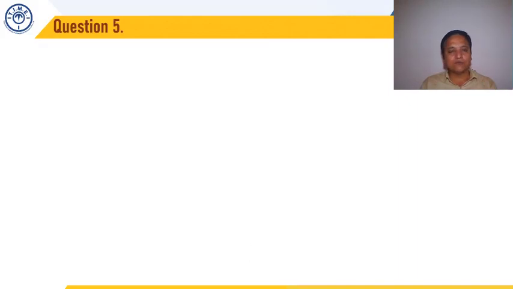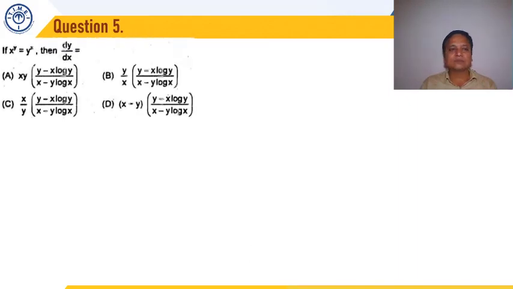Now moving to question 5 of the handout. It says x to the power y is equal to y to the power x. Now remember, whenever an expression is given in the form function to the power function, the logarithm is to be taken first. We will take log. So x to the power y is equal to y to the power x, function to the power function. So first of all, we take log on both sides.